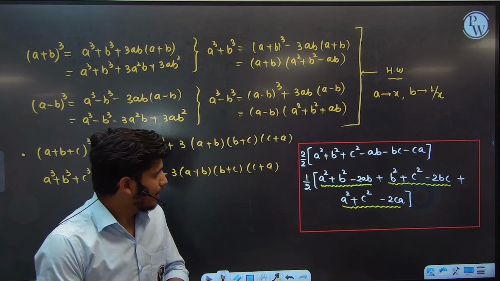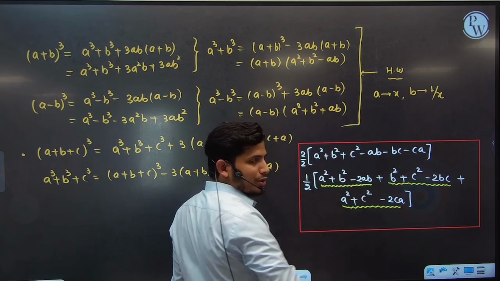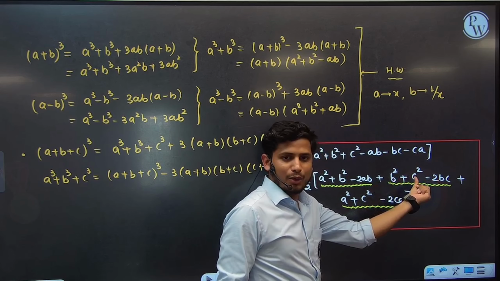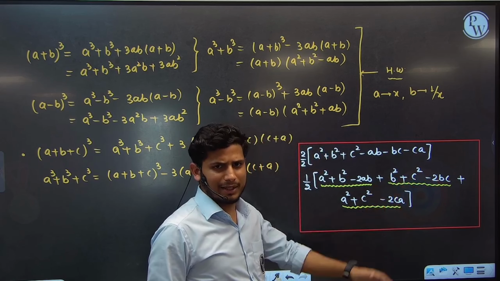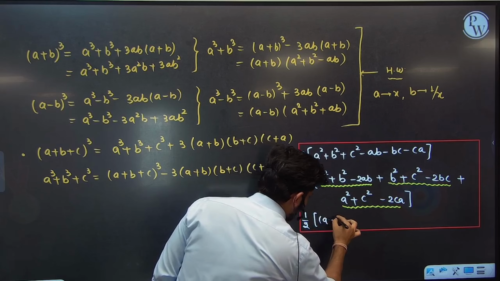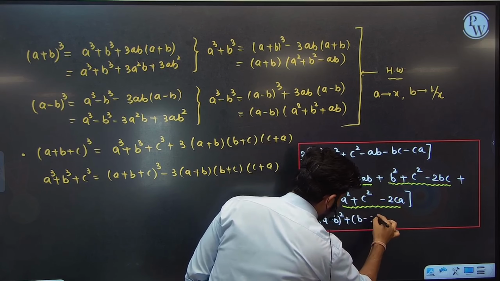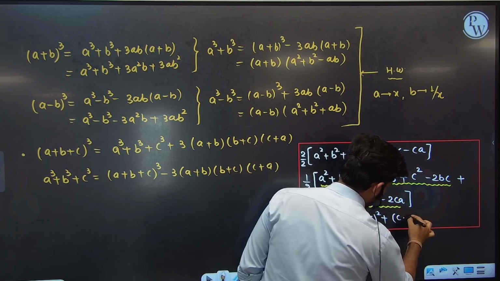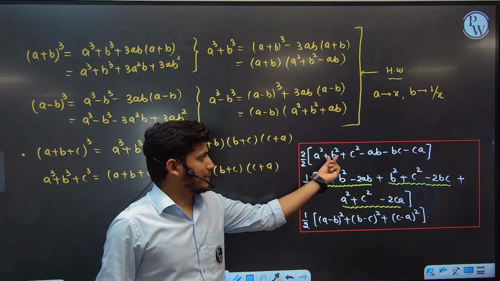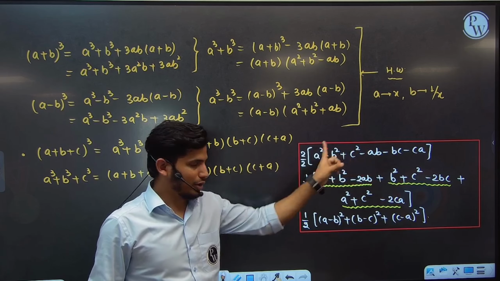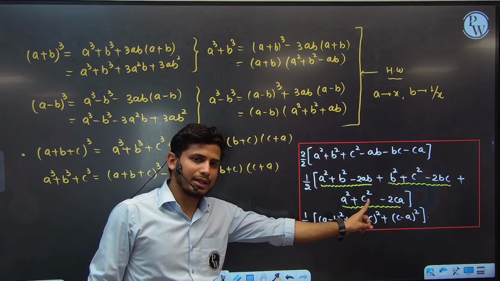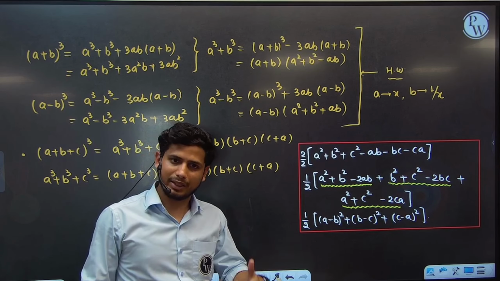Done. So now a square plus b square minus 2ab is a minus b whole square, b minus c whole square, and here c minus a whole square. So half of a minus b whole square plus b minus c whole square plus c minus a whole square. So this is the formula: a square plus b square plus c square minus ab minus bc minus ca is equal to half of a minus b whole square plus b minus c whole square plus c minus a whole square. Done. Okay.